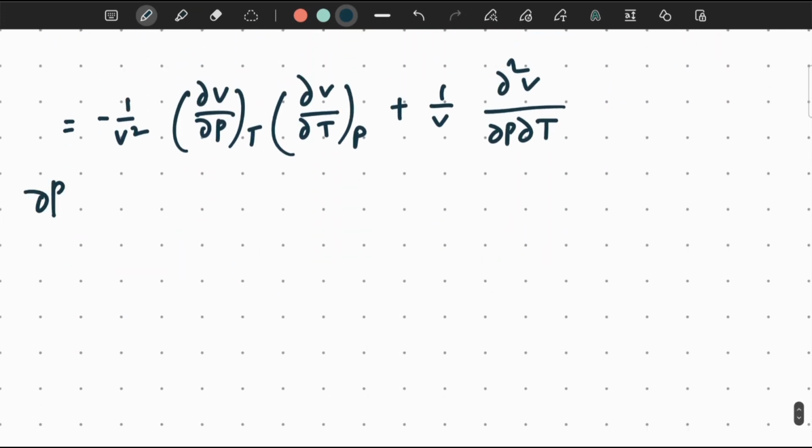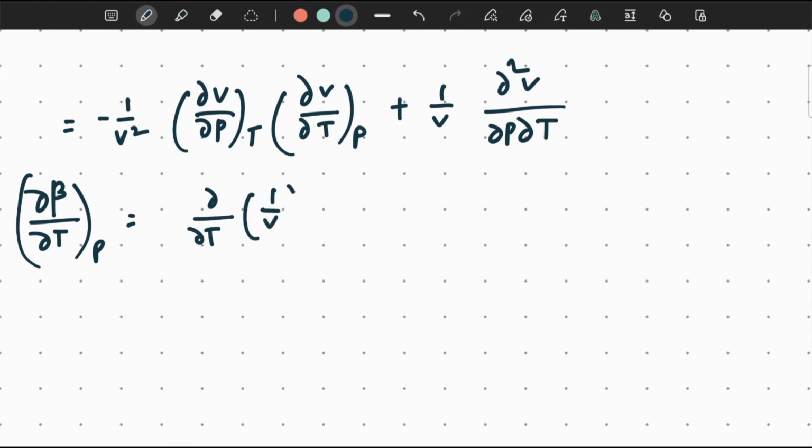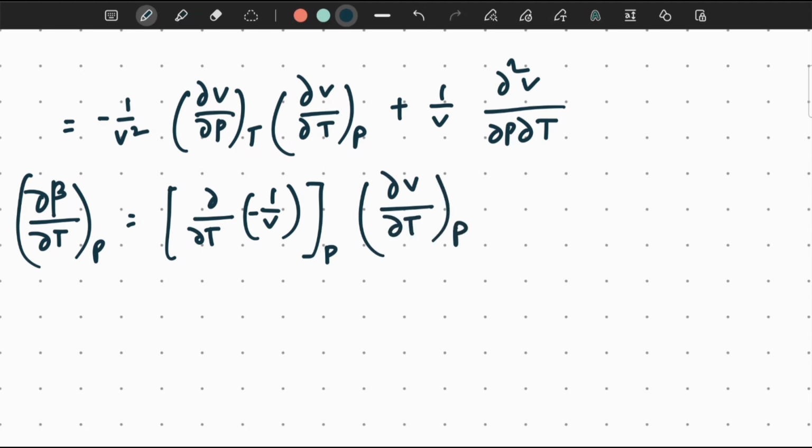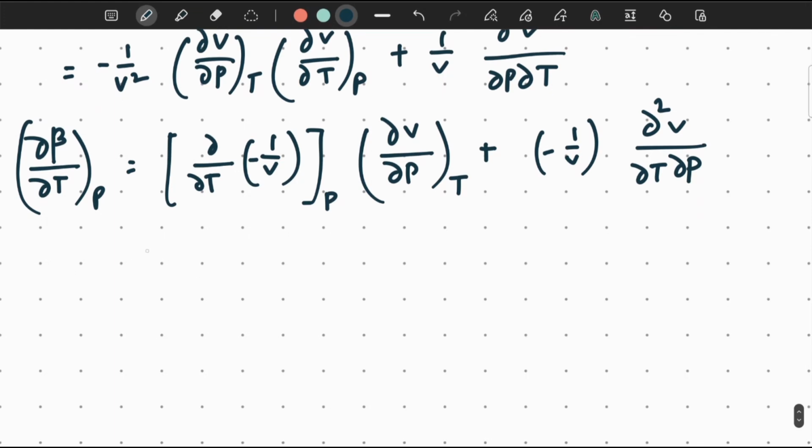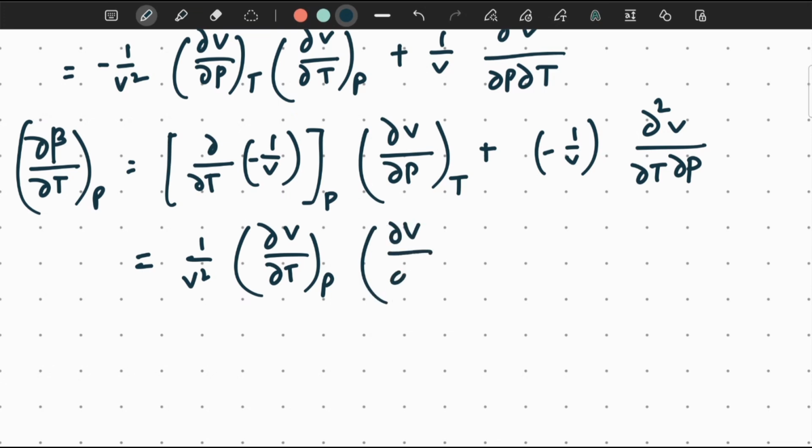Now the second one, what is del beta del t p? Similarly, we can write it as del t of 1 by v. Obviously there is a minus sign here now, and here will be del v del t p. Oh sorry, in beta it is p t, so del p t, plus minus 1 by v into d2v del t del p. So this is the case. Again we can write it as 1 by v square del v del t p, into del v del p t, minus 1 by v d2v del t del p.